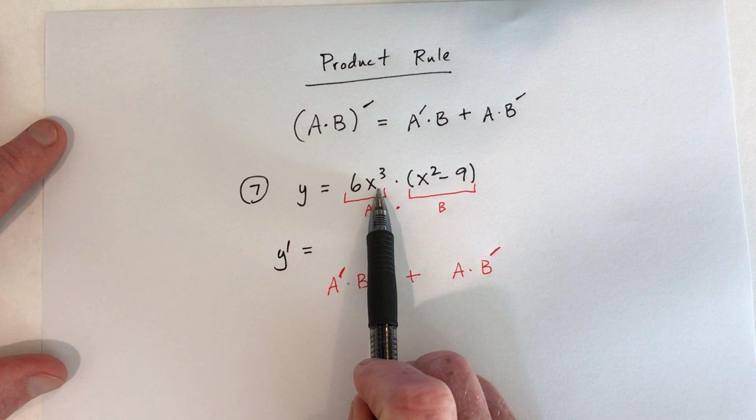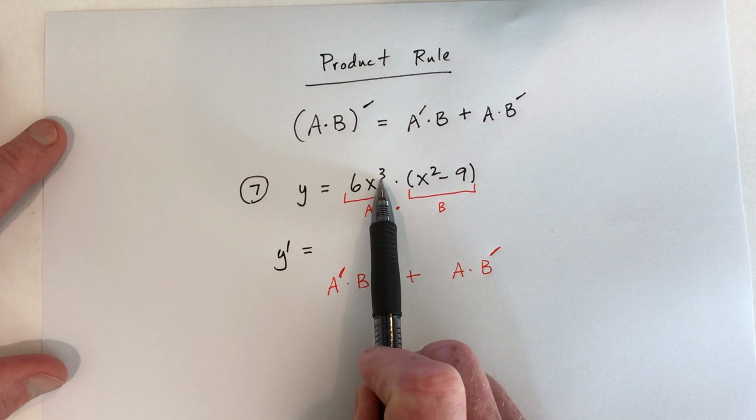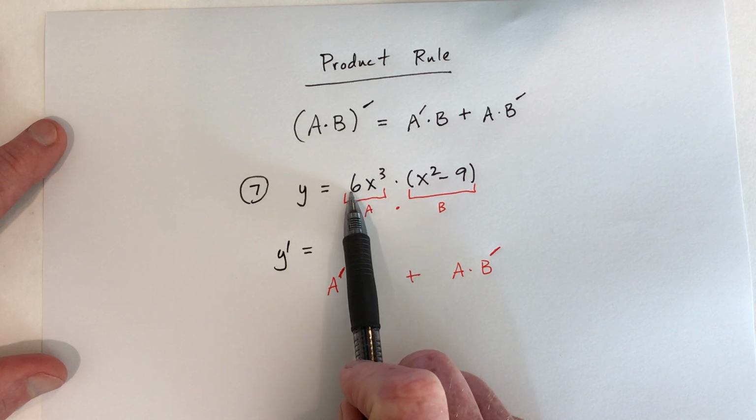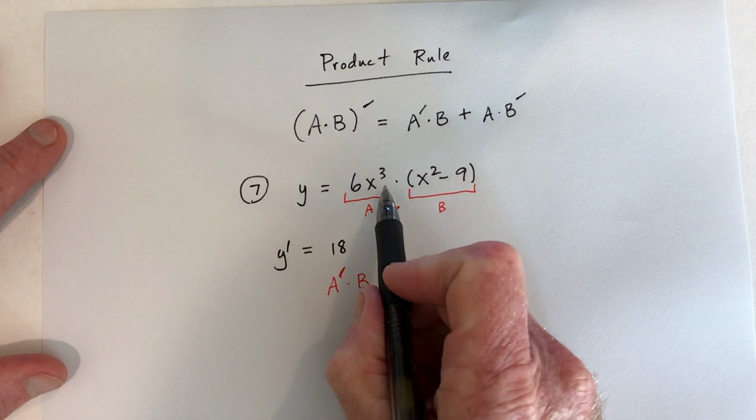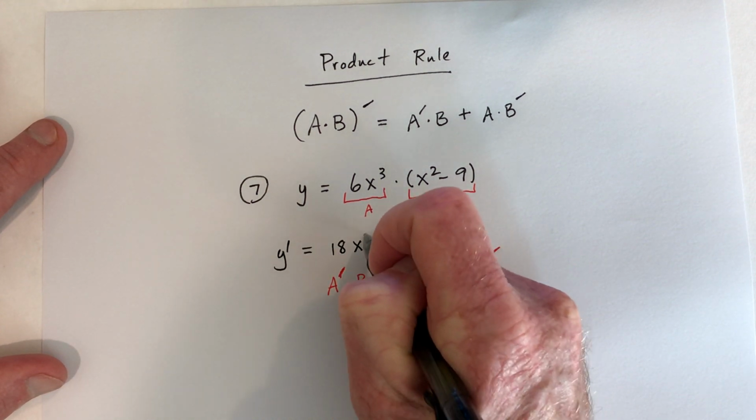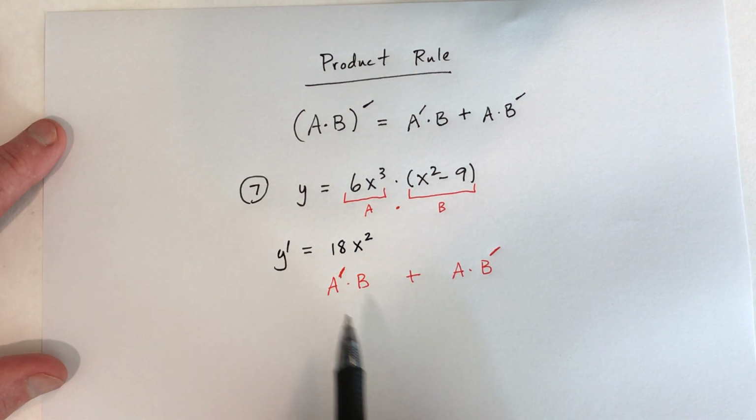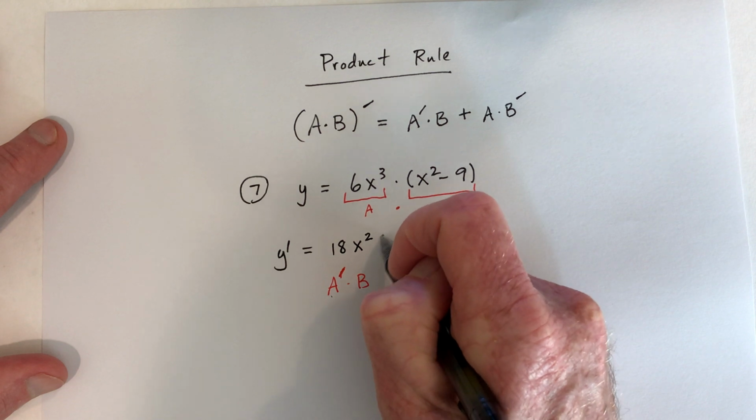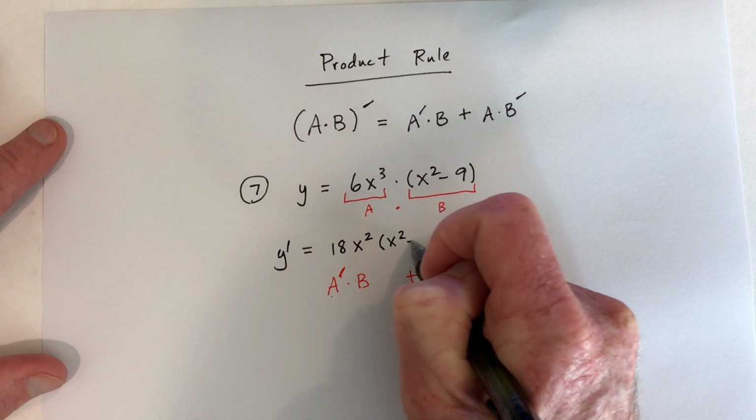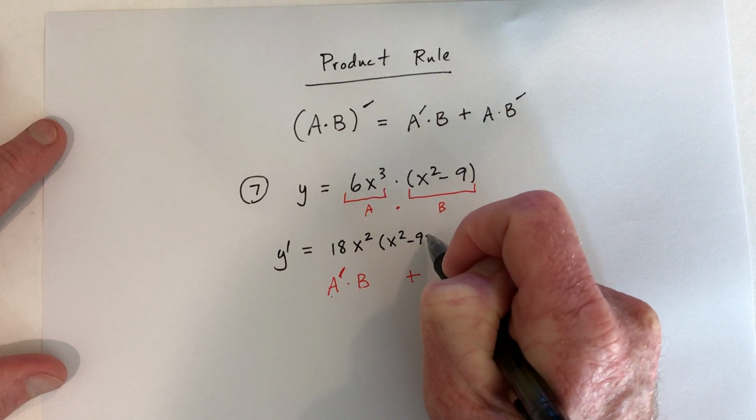Okay, so we're going to use the derivative right here, which means the 3 goes in front and multiply, which is going to be 18. And then subtract 1 from the exponent. So that's the old power rule. So that's the A prime. Now just copy down the B exactly as it is. x squared minus 9.